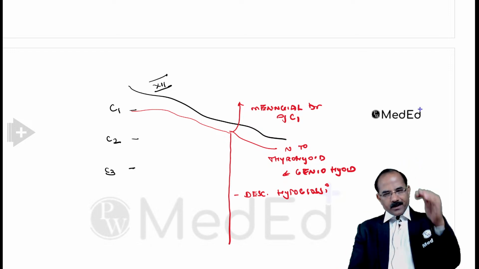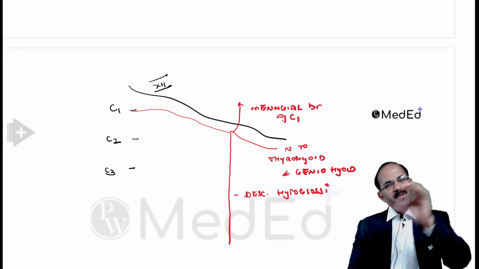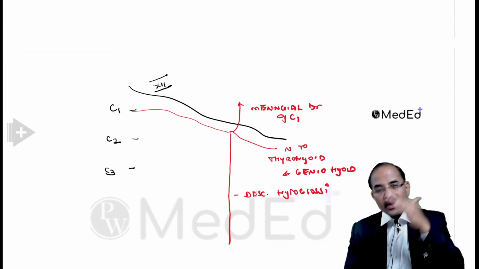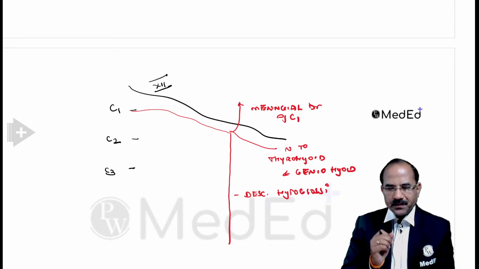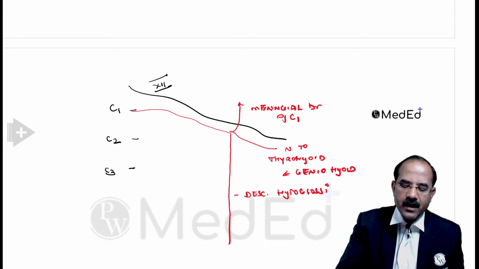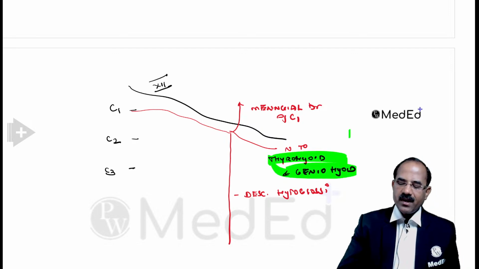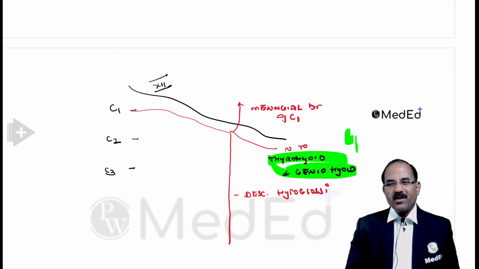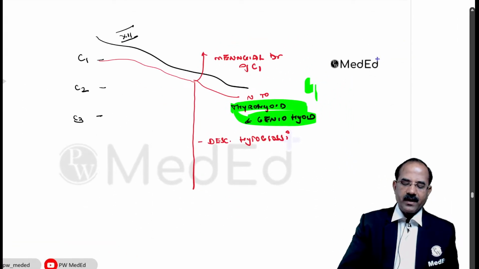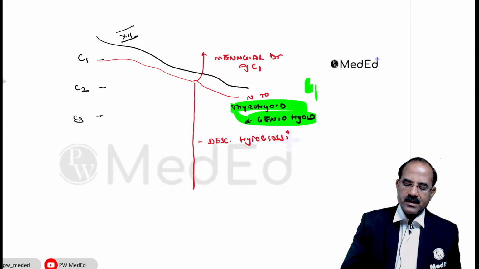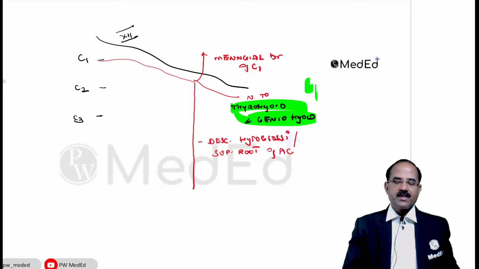So fibers of C1 go with the hypoglossal nerve. After a short distance, they leave the nerve as the meningeal branch of C1, and the nerve to thyrohyoid and geniohyoid. Students, if you get an MCQ on the nerve supply of thyrohyoid and geniohyoid, what is your answer? C1. Remember, C1 gives the third branch. What is that known as? Descending hypoglossi, also known as the superior root of Ansa cervicalis.